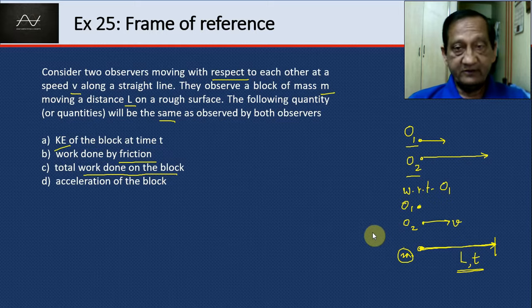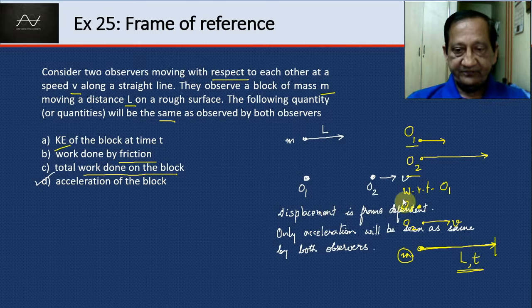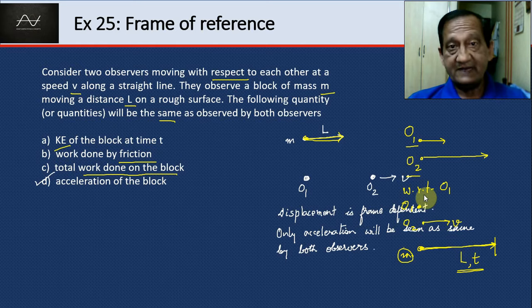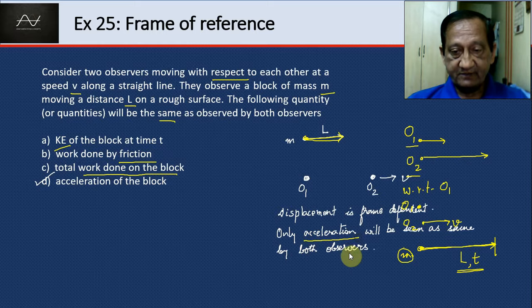What will be the same is the acceleration. Consider that the mass is going some distance L in some time t, and O1 and O2 are moving, right? Relative velocity is also constant, which means there is no relative acceleration. So the only quantity that will be the same as seen by both the observers is the acceleration of the block.